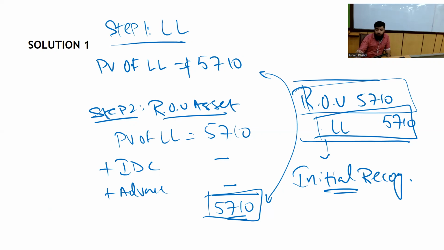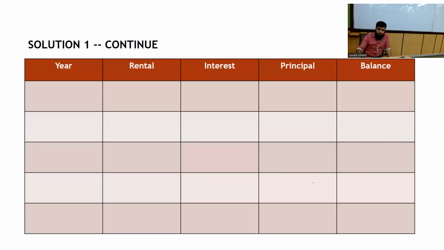How would the lease liability be accounted for? This would be accounted for in an amortized way, or we need to prepare the lease amortization schedule. So that is the format of the schedule. Let's recall the columns of this lease amortization schedule. The first column is the years, second is the rental, third is the interest, fourth is the principal, and the last one is the balance column.